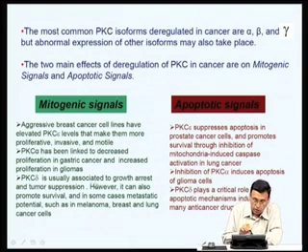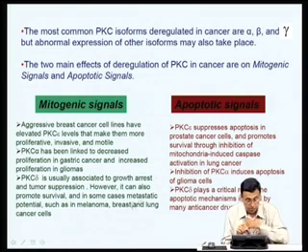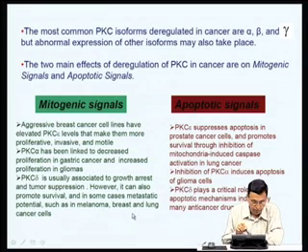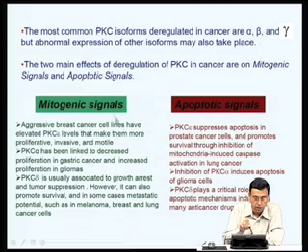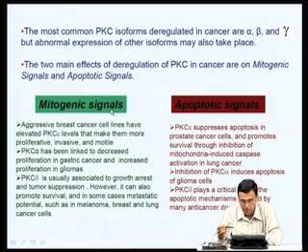PKC delta is usually associated with growth arrest and tumor suppression. It can also promote survival and in some cases metastatic potential, such as in melanoma, breast and lung cancer cells. So, PKC deregulation plays a very important role in the activation of a number of mitogenic signals.